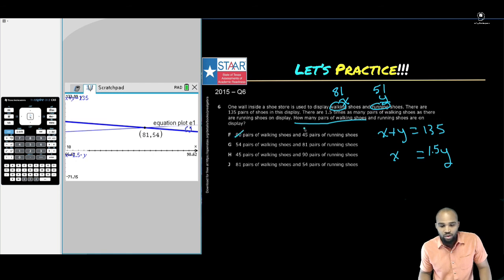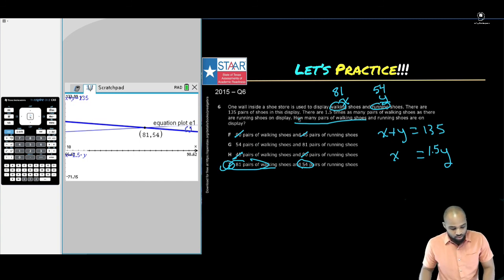So this doesn't have 81. This doesn't even have an 81 in it. So now I want 81 pairs of walking shoes, not running. So that's what I want. And 54, I said 51. So 54 pairs of running shoes. So my answer is J.